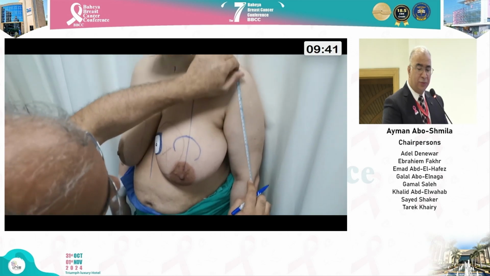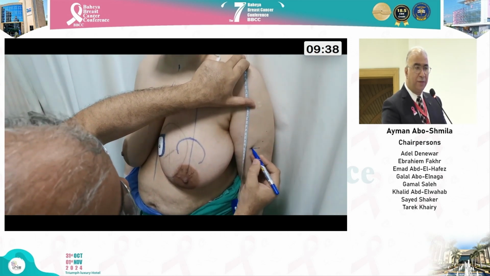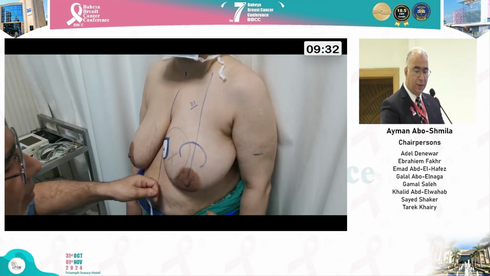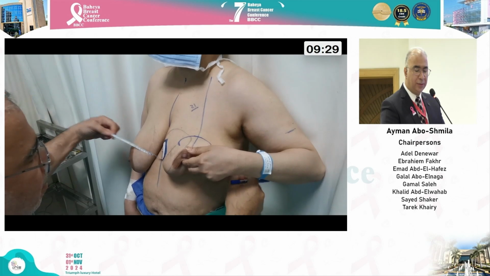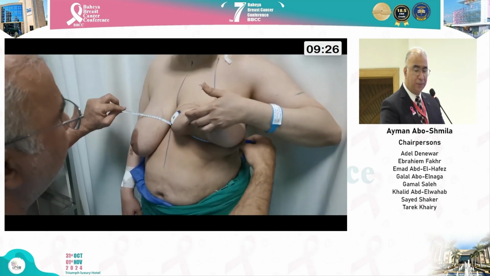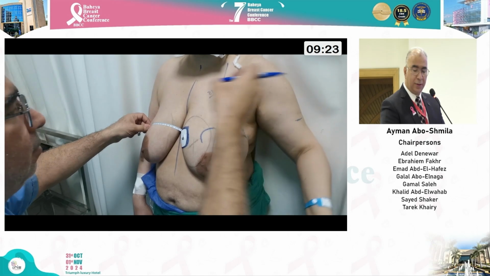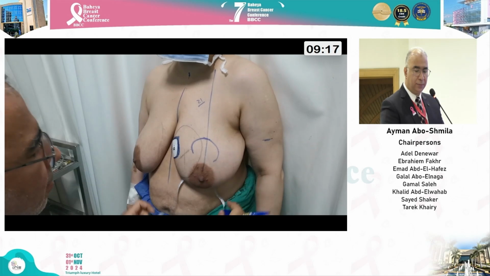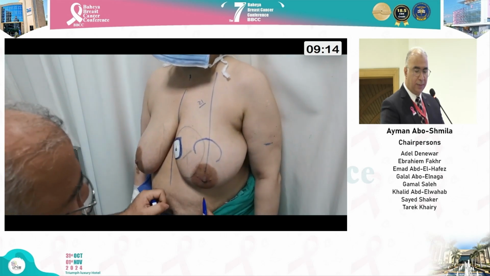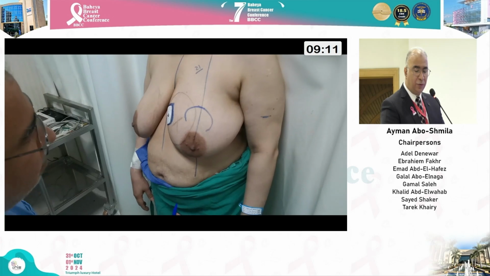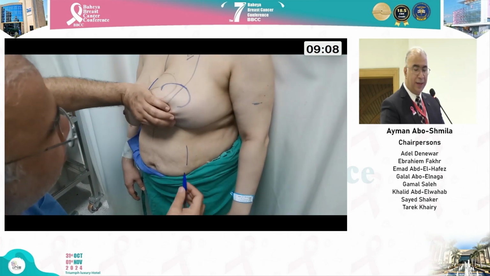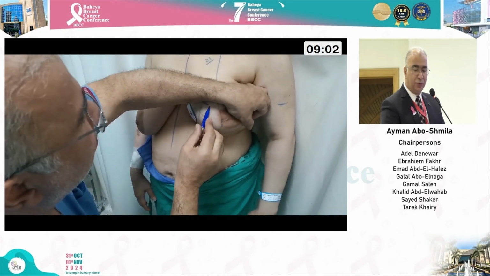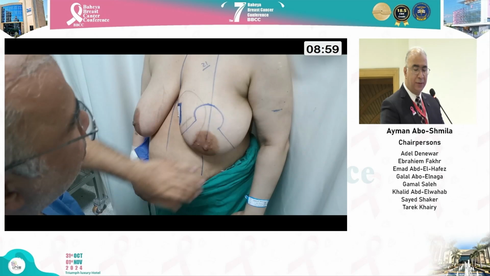Another way to determine the position of the nipple is to divide the arm into two thirds and one third. Another way is to put your measuring tape in the inframammary fold, and then you find it in the same position. We extend the breast meridian over the anterior abdominal wall. Then we pull the breast medially and laterally to draw our pillars.